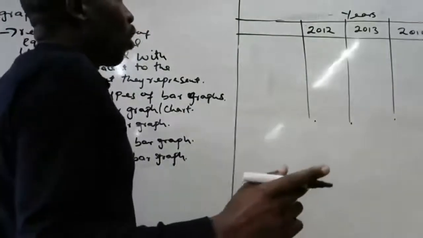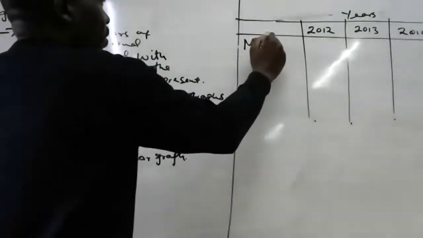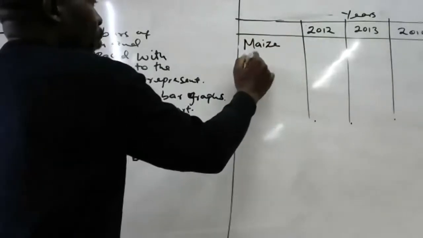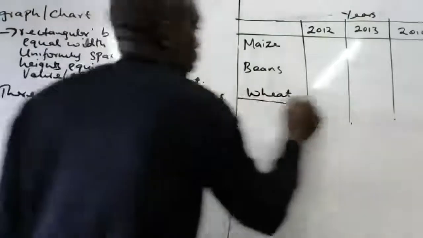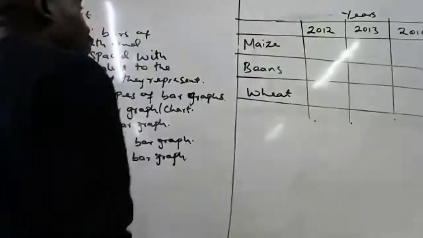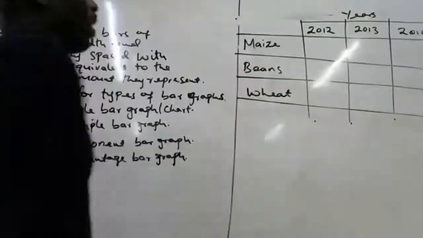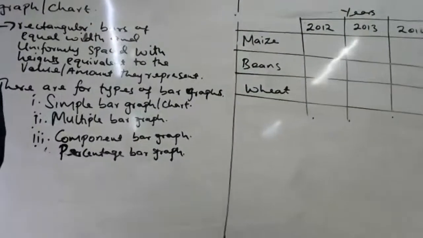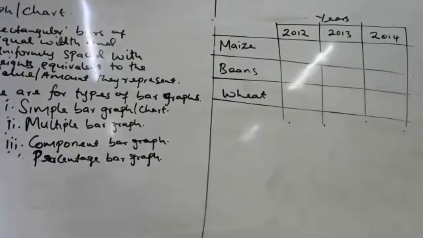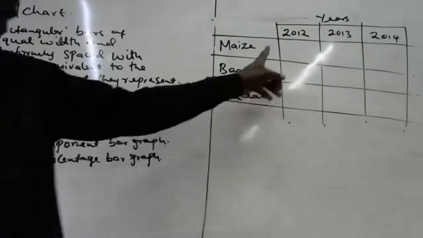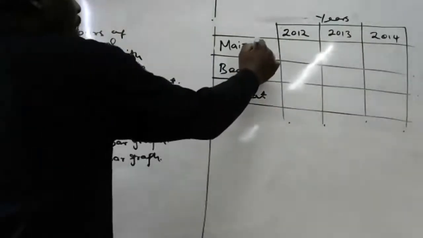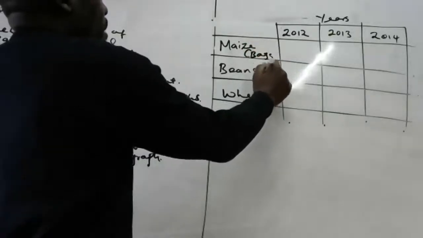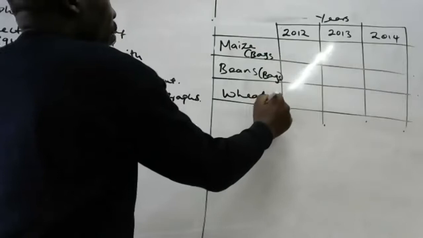Considering the production of some crops, we have the maize, then maybe we have beans, and maybe we have wheat. That is the production of maize, in 2012, 2013, 2014. Maybe the production is in bags. We are talking about how many bags you have harvested in those years.